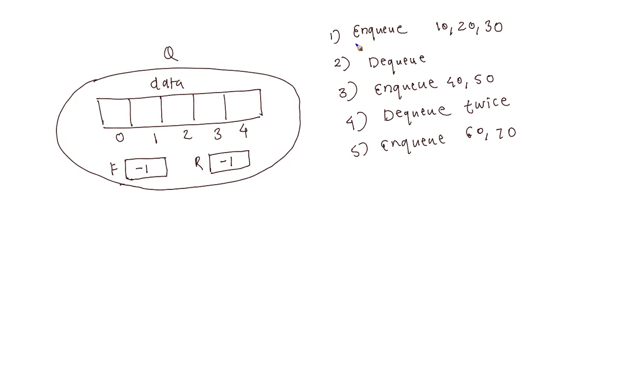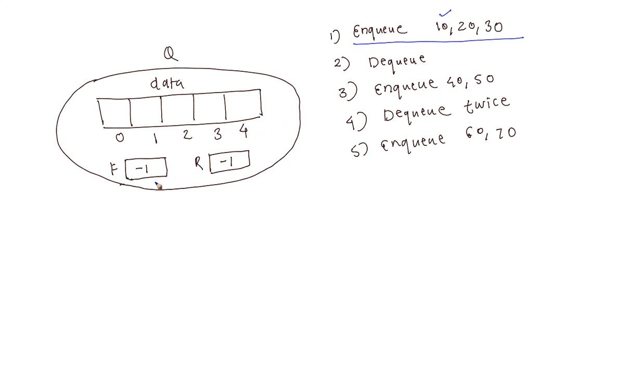So let's perform the NQ operation first. NQ 10. Before performing NQ, we'll check: is the queue full? The queue is not full because R is not 4. R is not storing the last location. That means the queue is not full. If the queue is not full, then we'll perform the NQ operation.